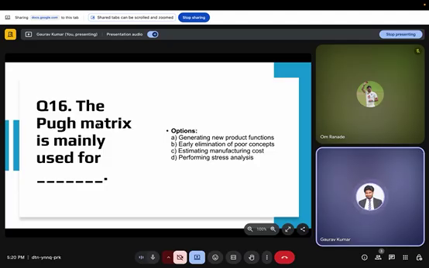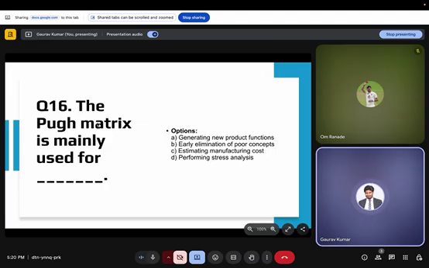So option A, generating new functions, belongs to the ideation stage, not evaluation. Option C, estimating the cost, and option D, stage analysis, involve specialized analytical tasks beyond PUGH's qualitative framework. So eliminating through comparative judgment is the correct and exclusive objective.